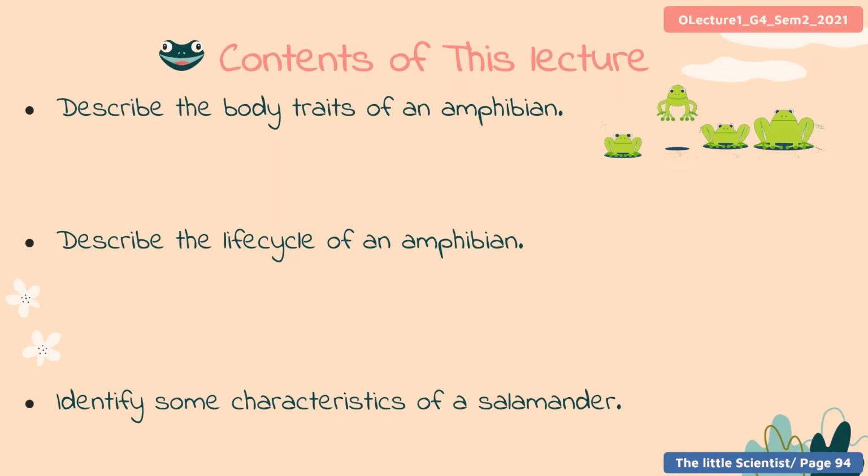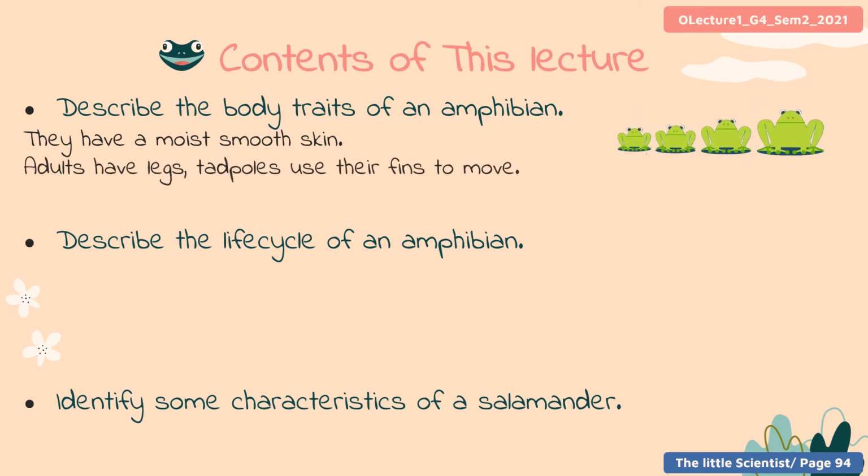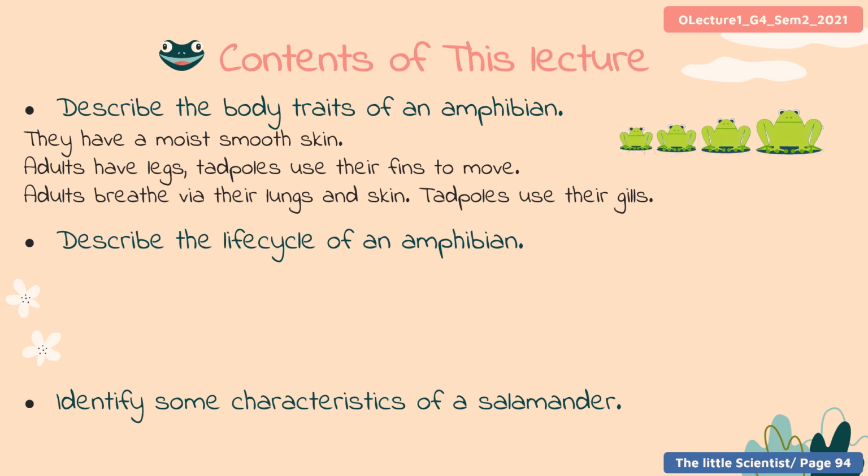That's it, we're done. In this lecture, we described the body traits of an amphibian. We said that amphibians have a moist, slimy, shiny, smooth skin. Big frogs have legs to move, while young frogs use their fins to move. Big frogs breathe with their lungs and skin, while young frogs use their gills to breathe.